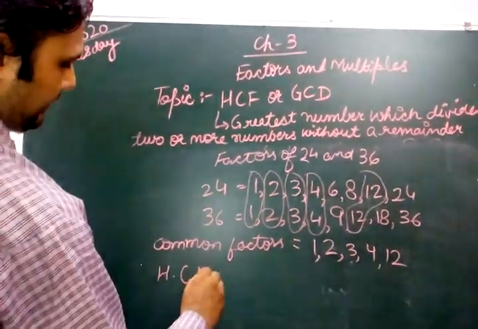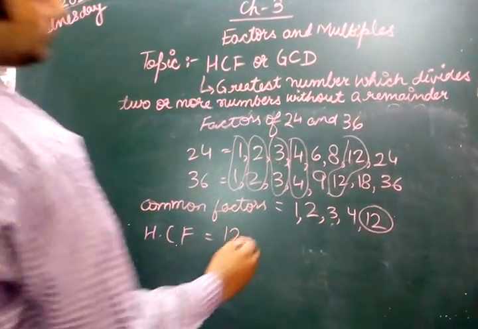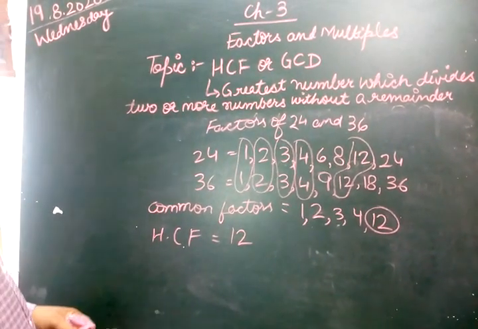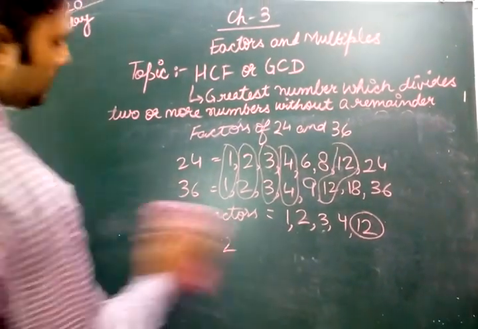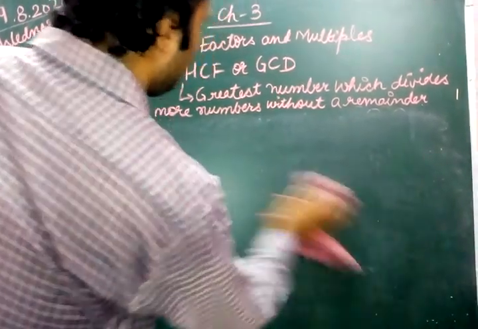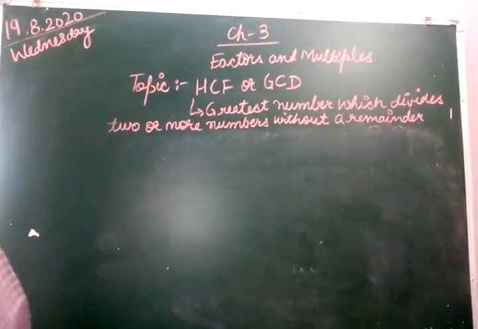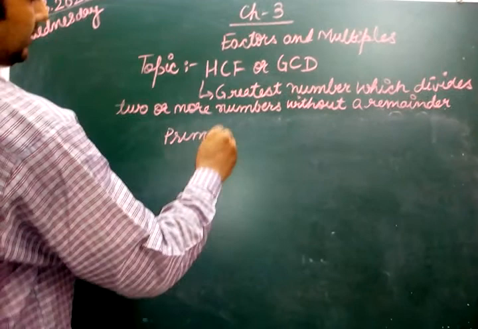Among all these, 12 is the highest common factor. So the answer is 12. In this way we find that the highest common factor of 24 and 36 is 12. So you can do the question by using factors. Now we will do a question using the prime factorization method.